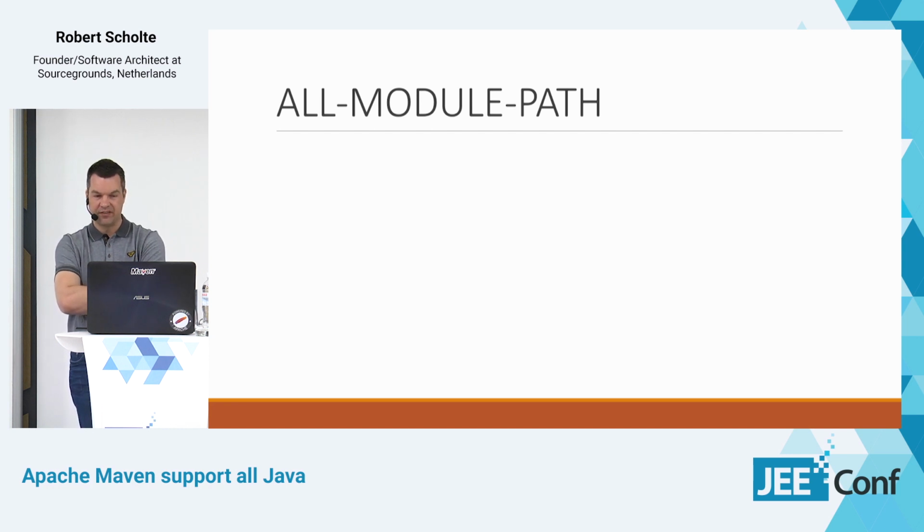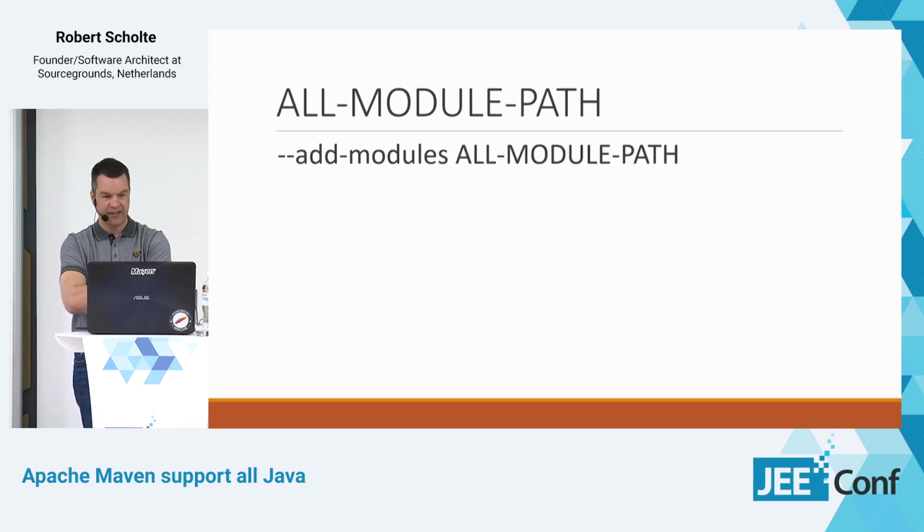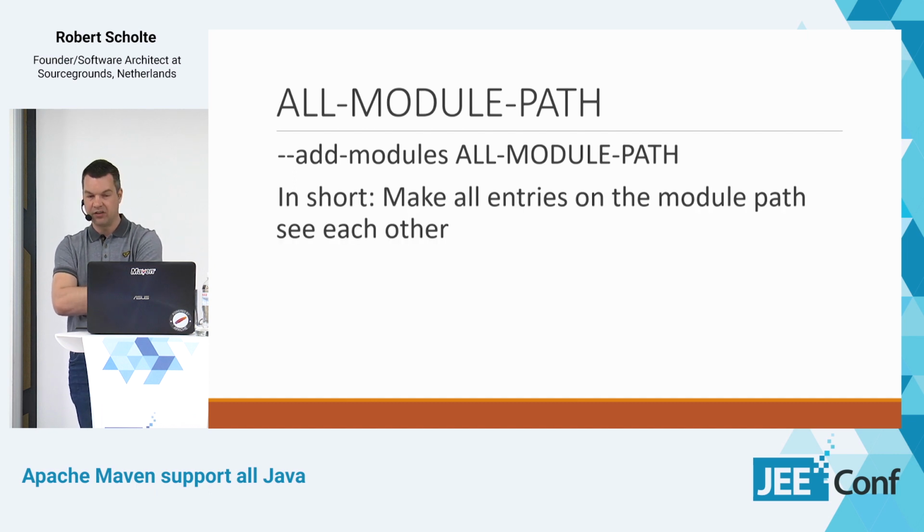The old module path, it's a special flag. And we thought we needed that, but in the end we don't use it anymore, but it is still interesting. In short, it makes all entries on the module path see each other. So normally you really must explicitly say, okay, this module can see that one if you don't have a module descriptor. And with this, it is just one flag and they can see each other.